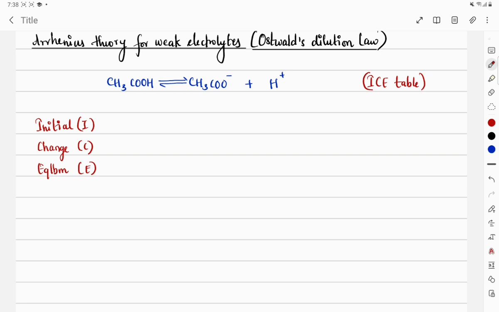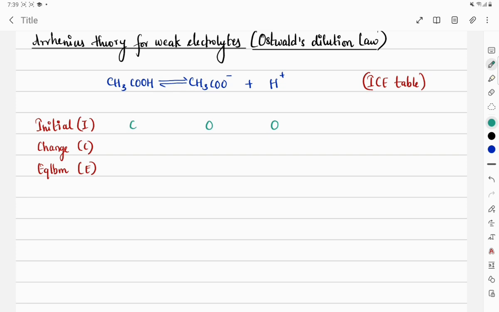Now let's write what the concentrations are for each of these. That means for acetic acid, acetate ion and H plus ion. So initially when you take acetic acid, its concentration is going to be C. Let's say it is C concentration. And before dissociating, the concentration of ions would obviously be 0. So initially we have 0 acetate ions and H plus ions.